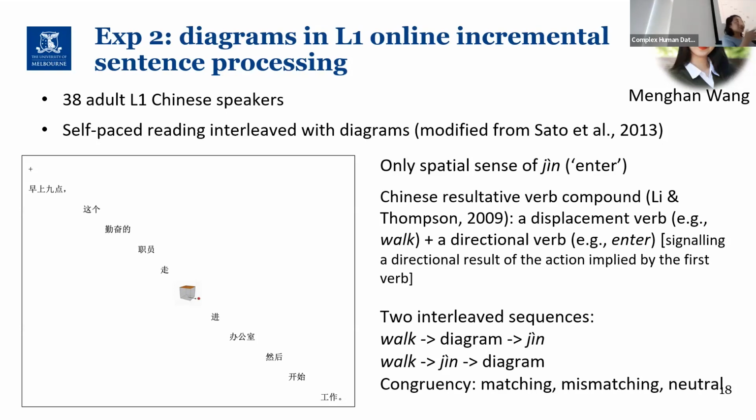But we just want to see how early L1 speakers start to form mental imagery. Do they start to predict mental imagery of the path right after they see the displacement verb, since after all, this is one unit of a construction? Or do they wait until they see the directional verb before they form the complete mental imagery? That was the question. That's why we had two sequences, putting the diagram either before or after the directional verb. We had three congruency conditions: whether the diagram matched the directional verb, so it's an into diagram with the into verb, or an out of diagram with the enter verb, and then we contrast that with a neutral condition, a series of hashtags, as control.